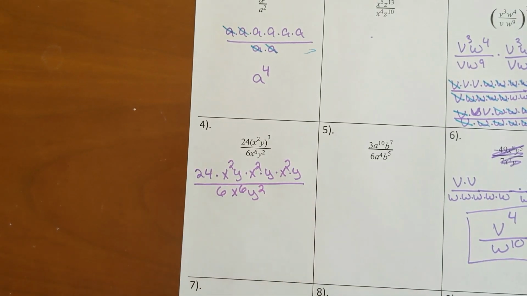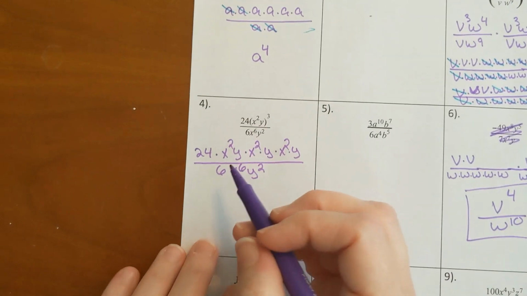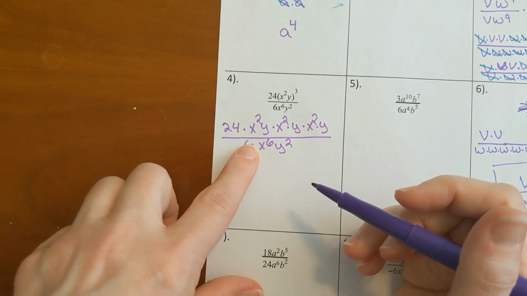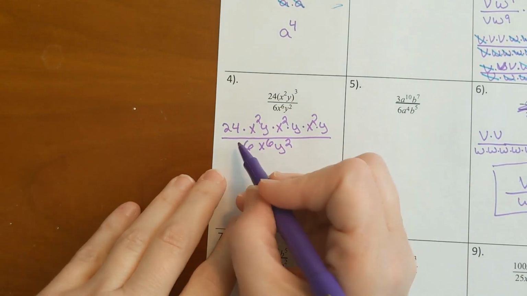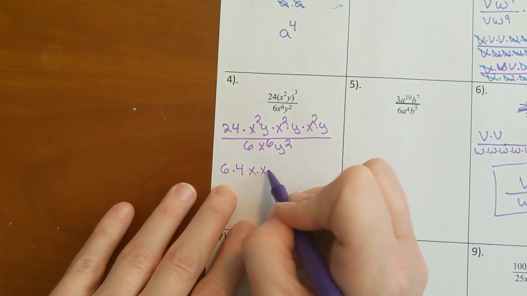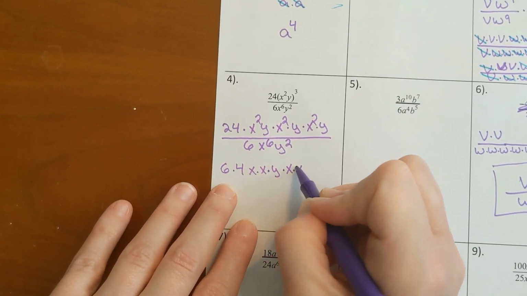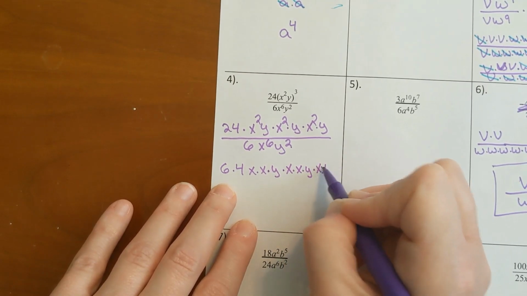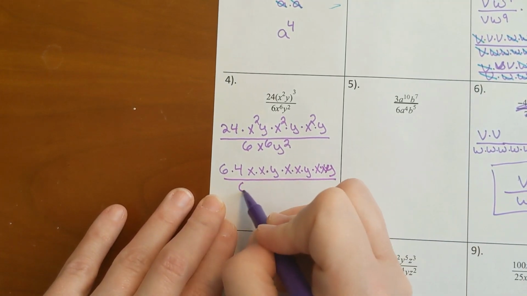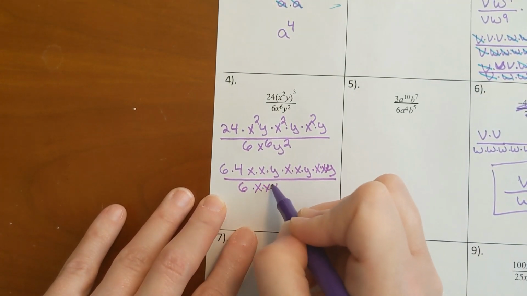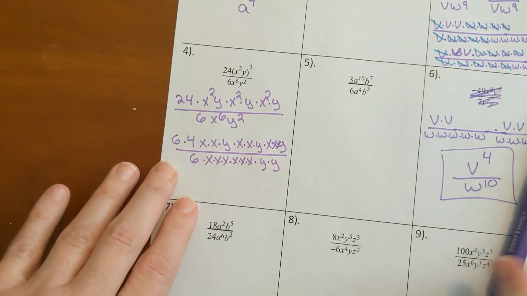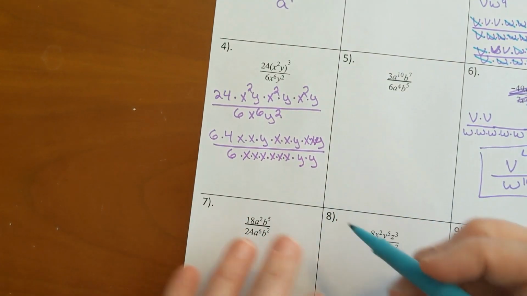So with this one, now you need to expand even further. And let's start thinking about 24 and 6. Does 24 have any factors that involve 6? Well, it does, doesn't it? Because can't we write that as 6 times 4? And then we would have x times y times x times x times y times x times x times y divided by 6 times 6 x's times y times y. So now we're ready to go in and simplify.